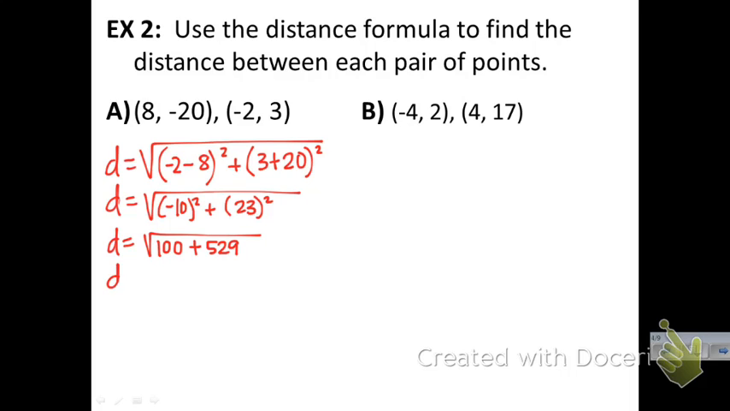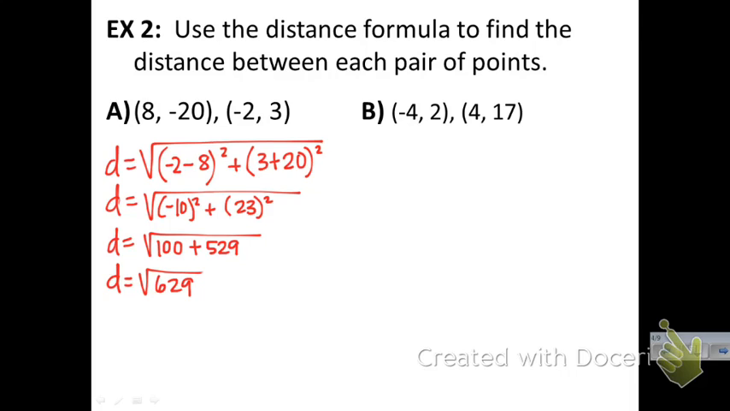We add those together, we get 629, and then we talked about simplifying this radical. We're going to try to break it down. It breaks down to 17 times 37, and we can see that both these two numbers are prime, which means that we cannot break down that radical. So we're going to just leave our answer as the square root of 629.